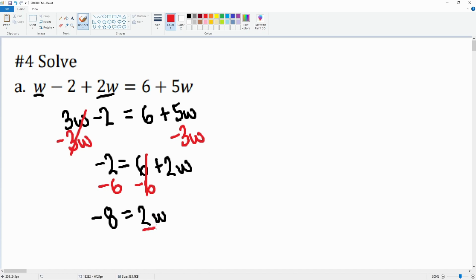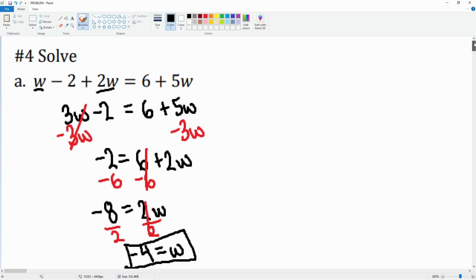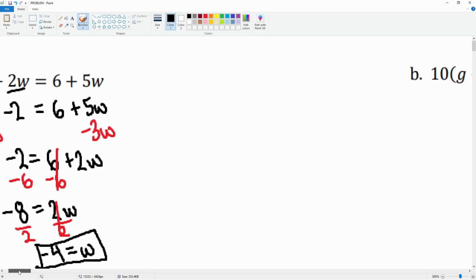Now we want to divide 2 to both sides. This cancels, leaving you with just a negative 4 is equal to w. Okay, that would be your final answer of negative 4 is equal to w.